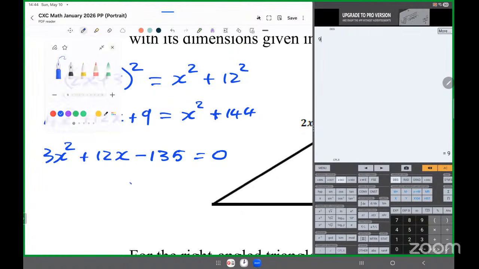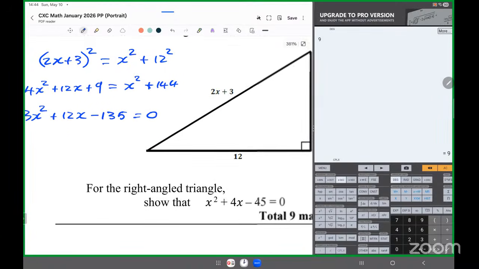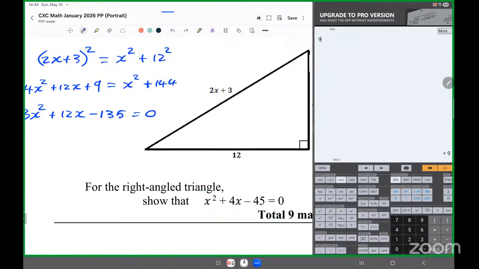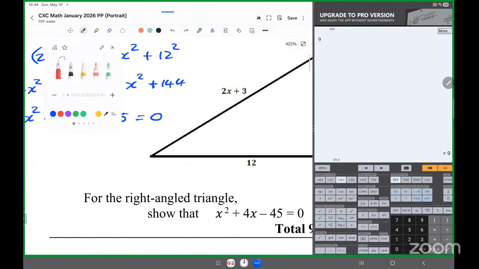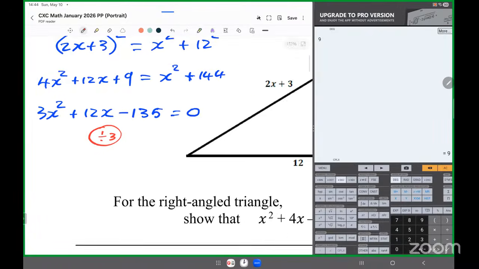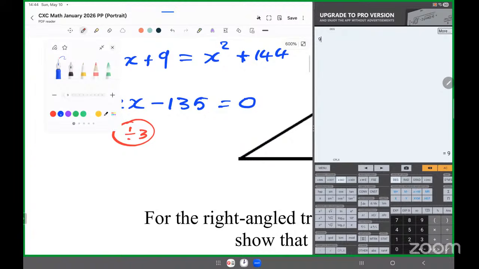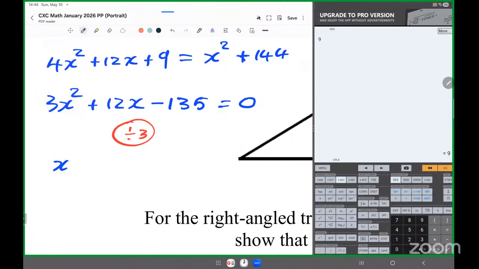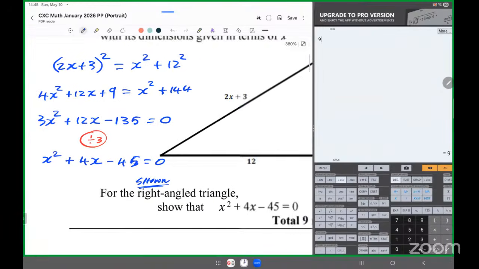So you know we divide by 3, right? Because all the values in this can be divided by 3. We divide this by 3, it becomes x squared. Divide this other one by 3, it becomes 4x. Divide the 135 by 3, it becomes 45, equals 0. So that has been shown. That is it.